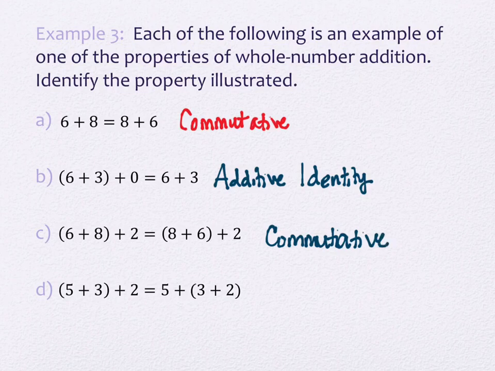How about the last one? Associative. Yeah, that one is associative. The order of the numbers 5, 3, 2 on the left is the same 5, 3, 2 on the right, but the grouping parentheses are around different quantities.